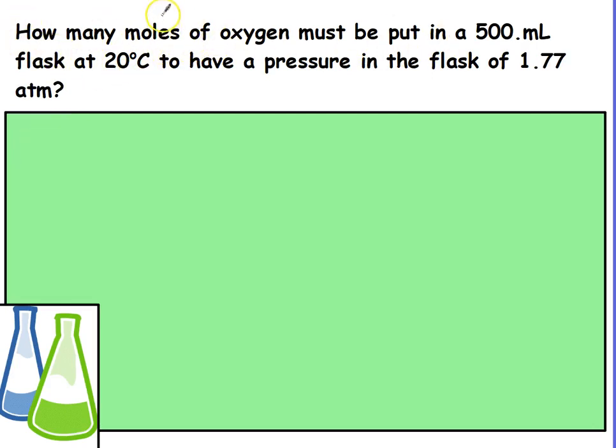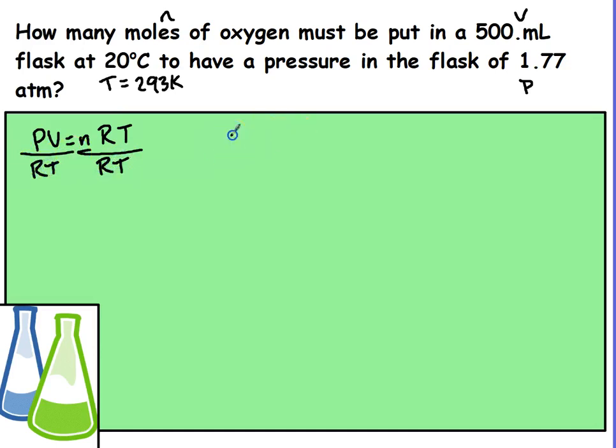How many moles, so looking for n, of oxygen must be put in a 500 milliliter flask. This is a volume, at 20 degrees temperature, 293 Kelvin, that has a flask pressure of 1.77 atm. This is a pressure. So writing PV = nRT, I am looking for moles. So since I'm looking for moles, I'm going to divide by RT. So I get PV divided by RT is equal to n.